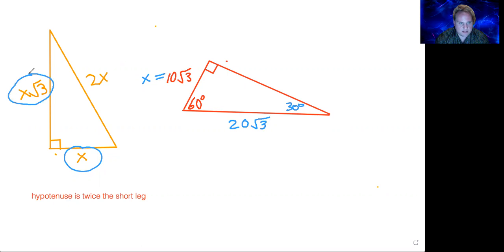x root 3, that is the long leg, which is telling us to take the short leg and multiply by root 3. The short leg already has root 3 in it, but that doesn't matter. We're still going to take short leg times root 3. So to be the long leg, it is short leg times root 3.